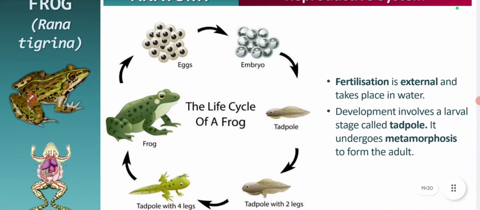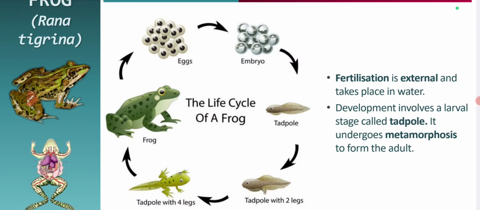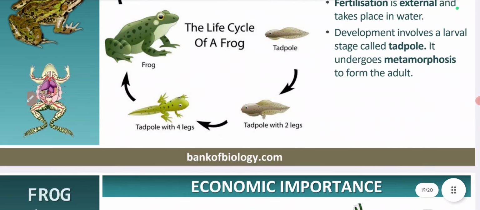Coming to the reproductive system, fertilization is external and takes place in water. Development involves a larval stage that is called tadpole. It undergoes metamorphosis to form an adult. As you can see, frog lays eggs, forms embryo with the external fertilization, then tadpole, and indirect development is shown here. Tadpole with 2 legs, tadpole with 4 legs, and then a mature frog. This process is called metamorphosis.